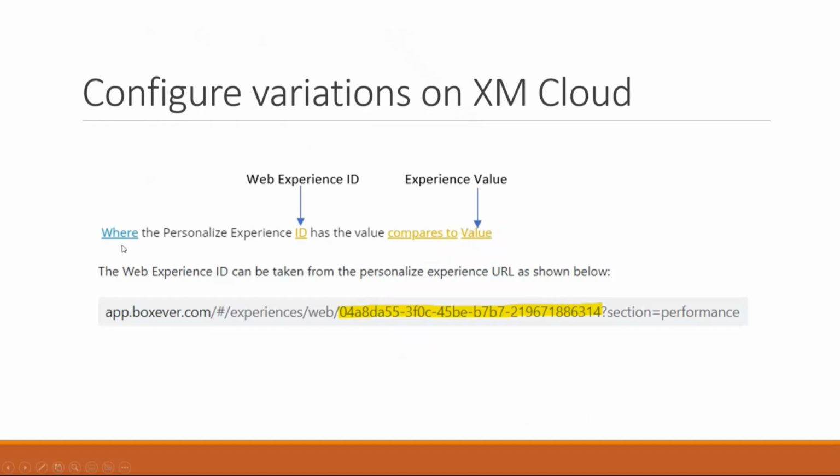After that, you have to configure the variations in XM Cloud. Actually, the module comes out of the box with that. We also bring a custom condition that you see on screen, where the personalization experience ID has a value that compares to a value. The ID itself that you see, the web experience ID, can be taken from the personalized experience URL, as you can see below, while the experience value is any arbitrary value that you can define as part of your business logic. It can be a number, a string, a name, anything that you want to define, and you're free to define that.